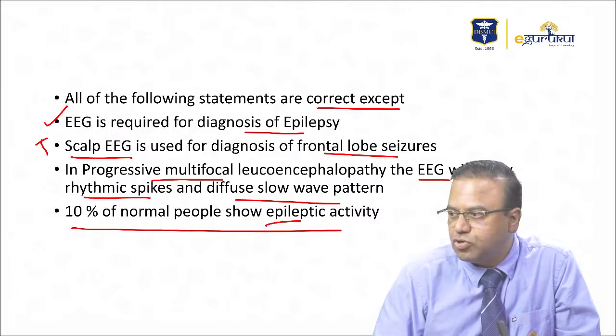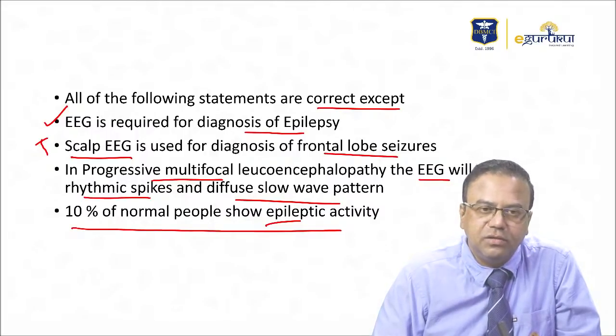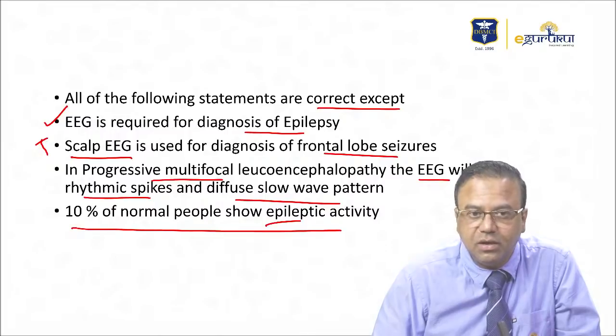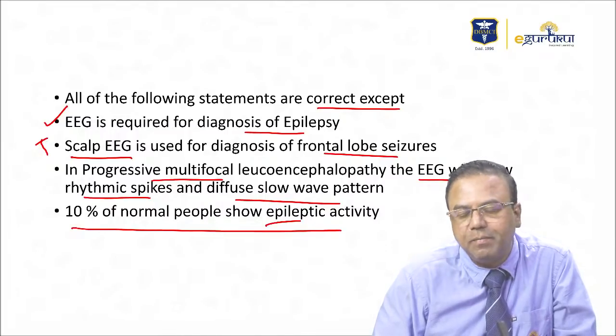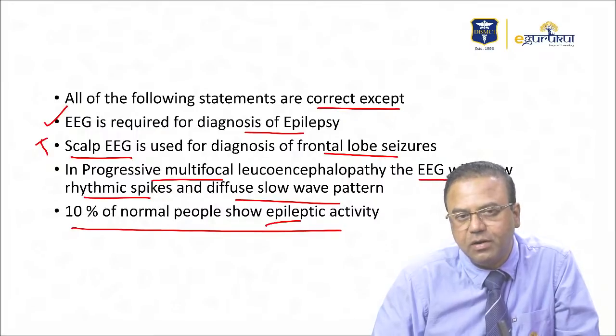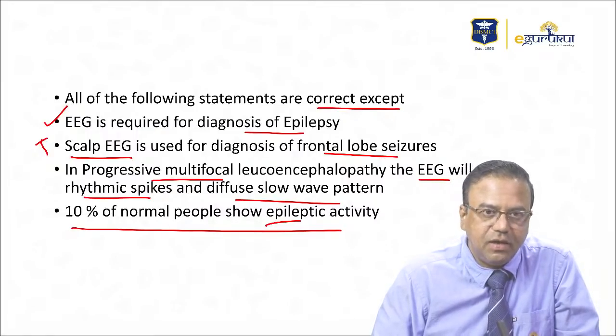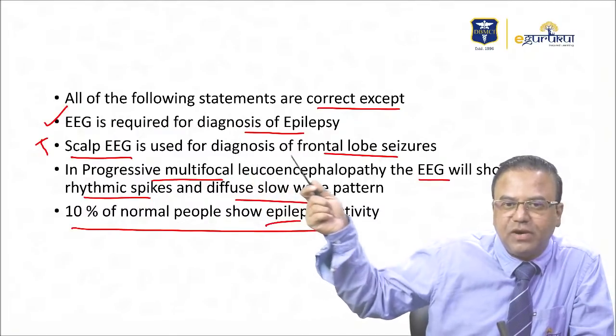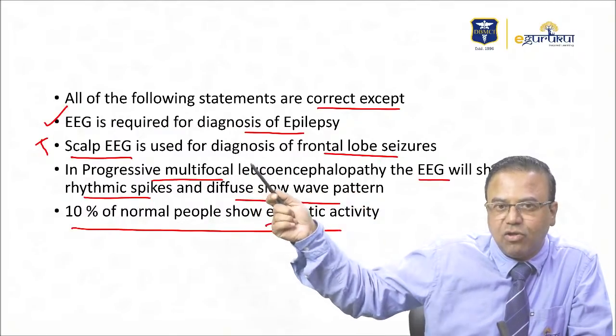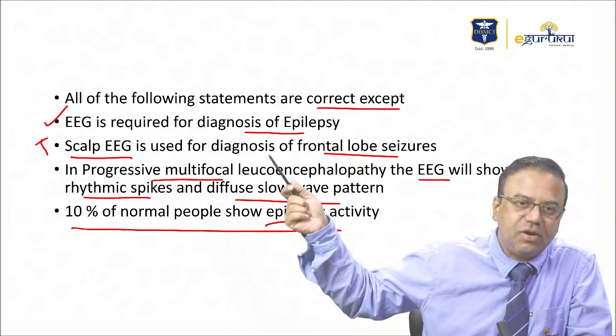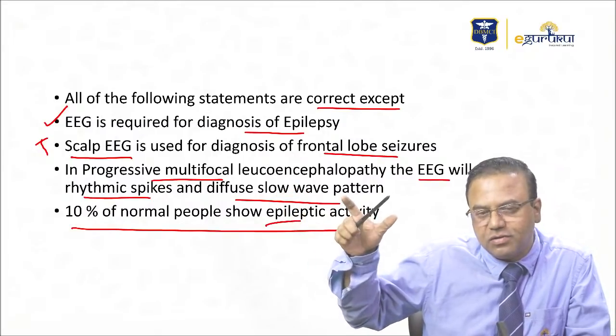If it is which is true, then in all these, I would say the best answer is choice D. I think 10% of normal people have epileptic activity. Seems to be a fair statement. That's fine. Okay, again, scalp EEG is used for diagnosis, but if they say it's diagnostic of frontal epilepsy, that makes this choice incorrect. You understand? Just diagnosis, diagnostic.